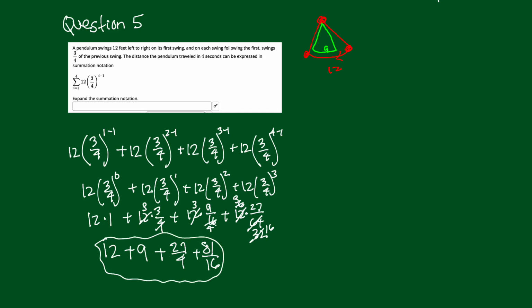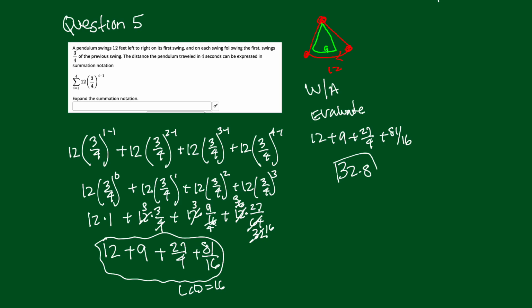The next part is to actually add them up. Well, you could add these up by getting a common denominator of 16. The LCD is 16, and then go through all that work. But if you don't feel like it, go to Wolfram Alpha and just say evaluate, and then type this in: 12 plus 9 plus 27 over 4 plus 81 over 16, and Wolfram Alpha will return 32.8.